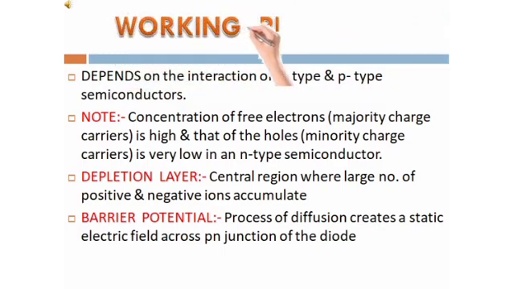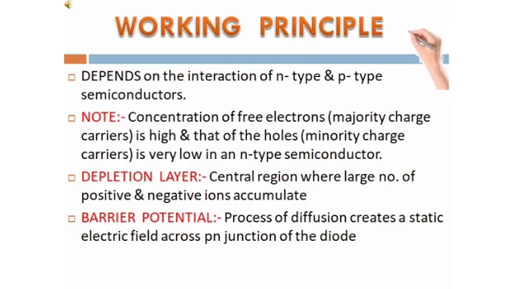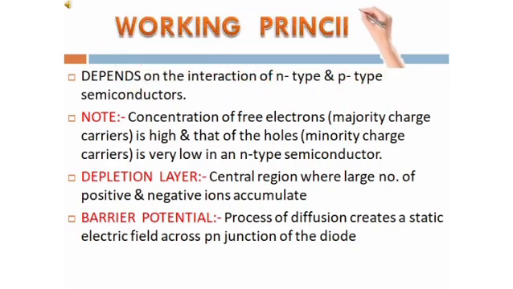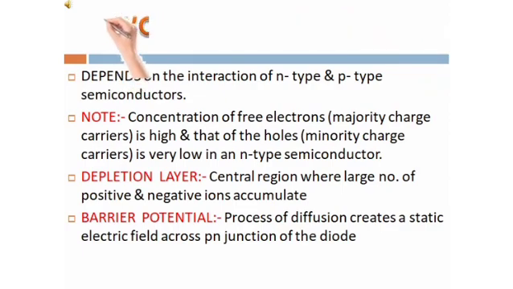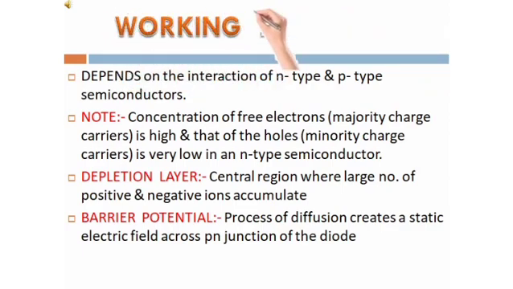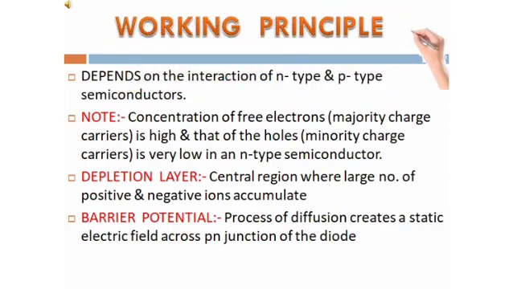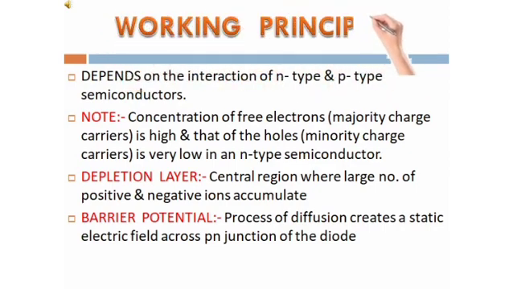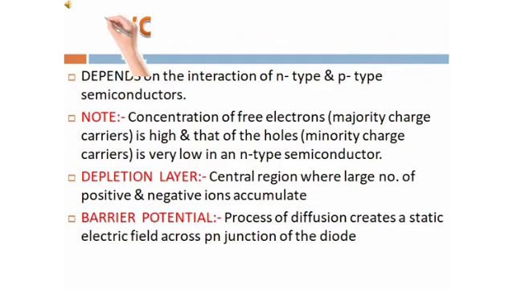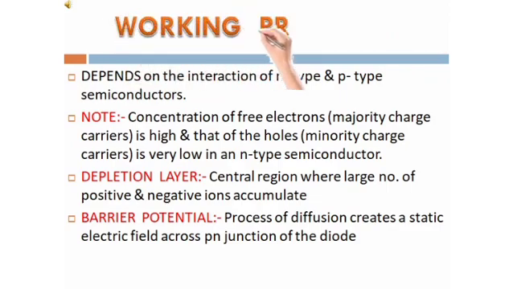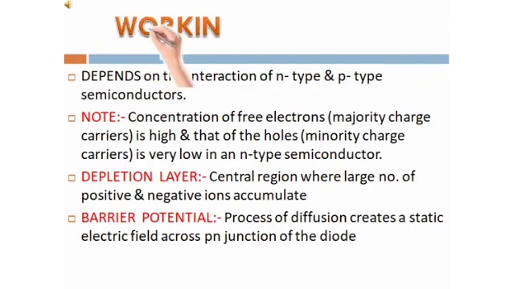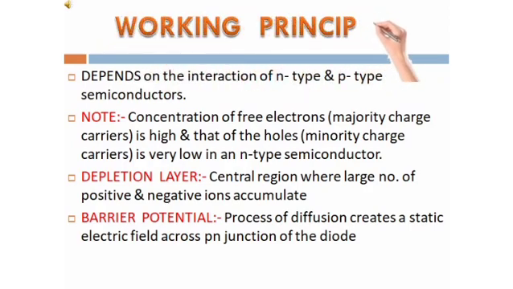So the central region, where a large number of positive and negative ions accumulate on the N side and P side respectively, is called the depletion layer. And the process of diffusion creates a static electric field across the PN junction, which is your barrier potential, which opposes the flow of positive and negative ions across the junction.